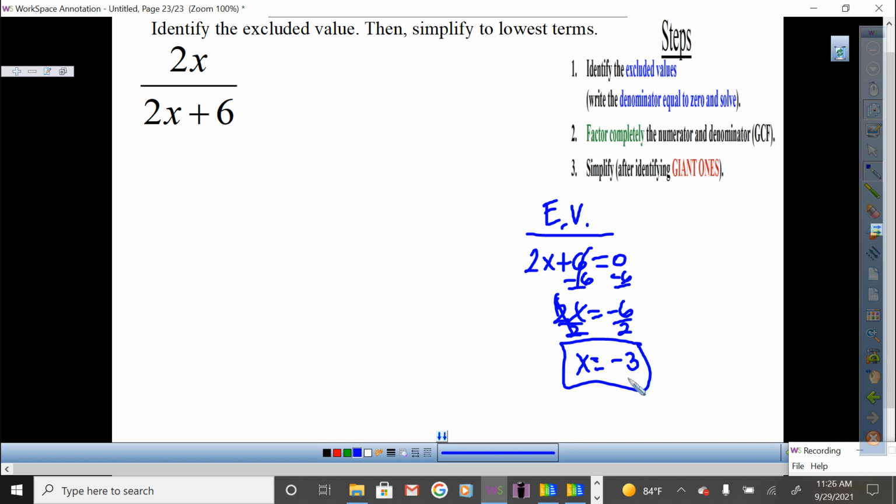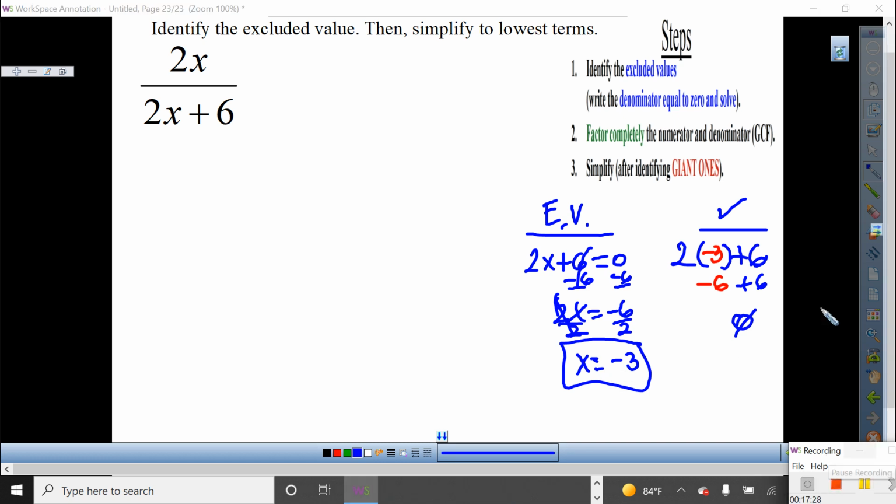Now let me check just to make sure that it is an excluded value. I write this again, 2 parentheses plus 6, but instead of x, what am I going to write? Negative 3. What is 2 times negative 3? Negative 6. What is negative 6 plus 6? 0. Yeah, so this is my excluded value. Copy that, please. Fairly simple, yes? From 1 to 5, how comfortable are we with finding the excluded value? This should be straightforward because the instructions are there and we can go from there.